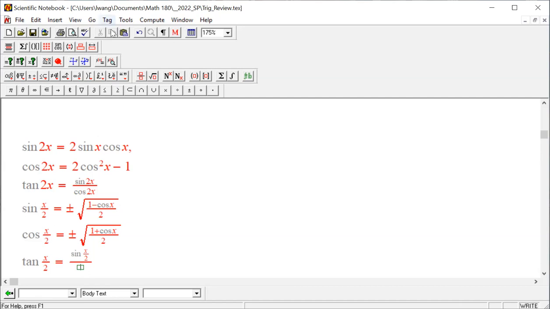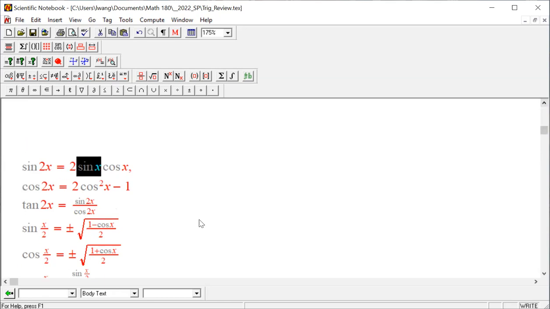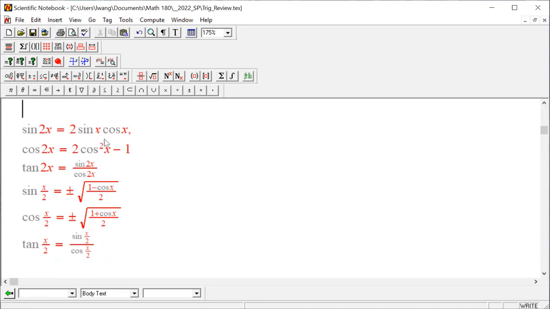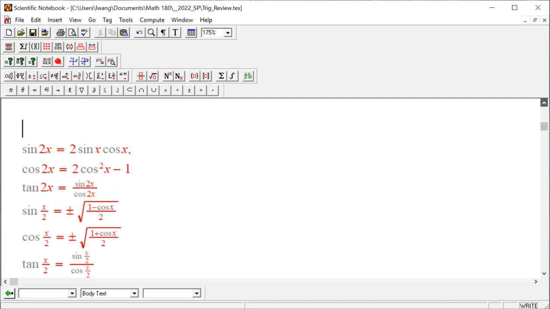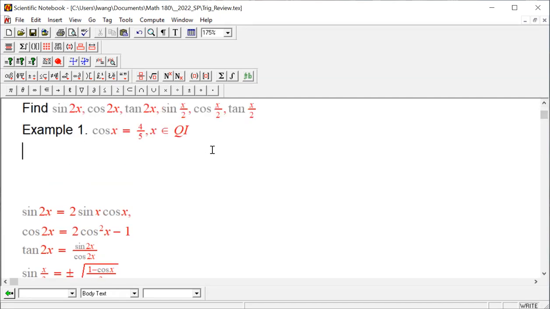So you can see, in order to find all of these 6 items, what do we need? We need sine x, and we already have cosine x, and that's all. If we have sine x, then we can get sine 2x by plugging in. The 2 is going to be outside here; I almost made a mistake. Looking ahead, we really just need cosine x and sine x. Cosine x is given, so we just have to find sine x. How do we find sine x?